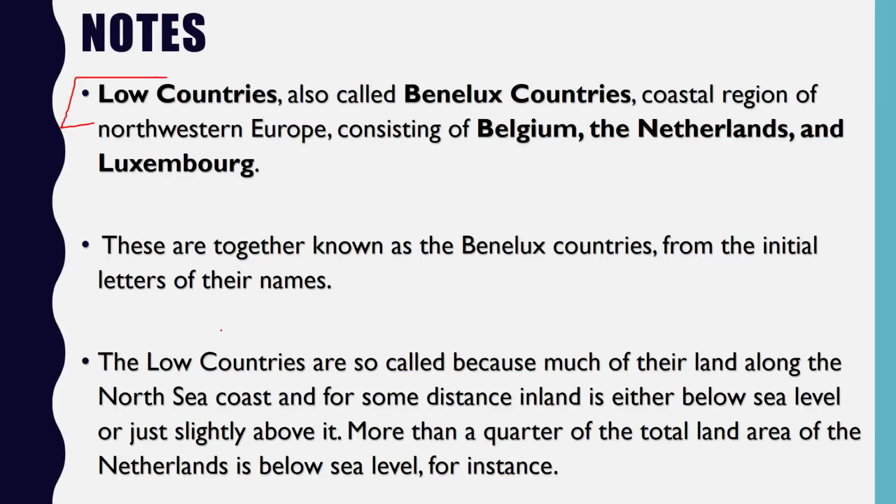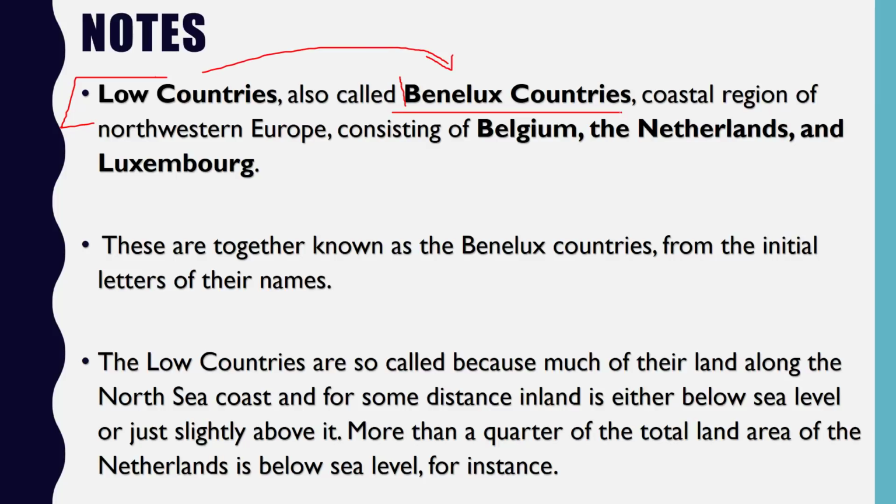But you also need to know that low countries are also called Benelux countries. Now Benelux countries, these countries have actually made a union of their own. It's called the Benelux Customs Union, and these countries have very good trade relations. They have their own customs union and they usually have similar foreign policy when they participate in international bodies. So you need to remember this, that low countries are also called Benelux countries.